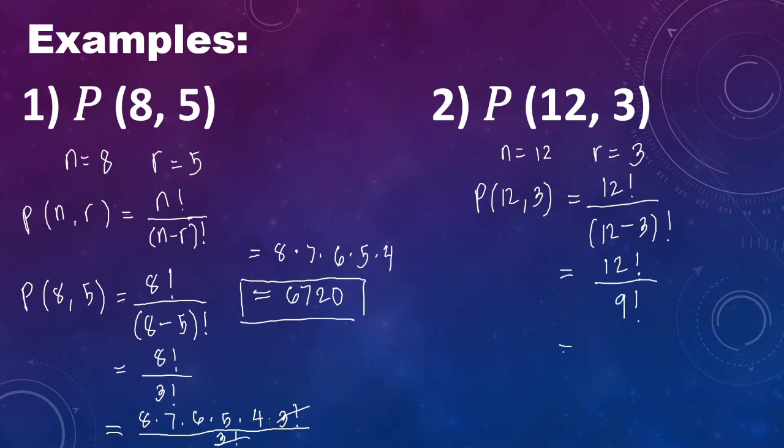Okay, so i-rewrite natin yung 12 factorial with a factor 9 factorial. So 12 times 11 times 10 times 9 factorial over 9 factorial. And then i-cancel na natin itong 9 factorial. So ang matitira na lang dito ay 12 times 11 times 10. And the answer is 12 times 11 times 10. So the answer is 1,320.